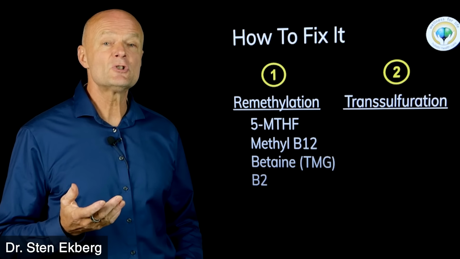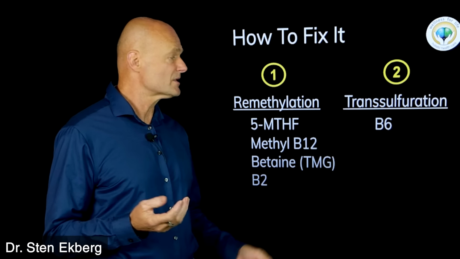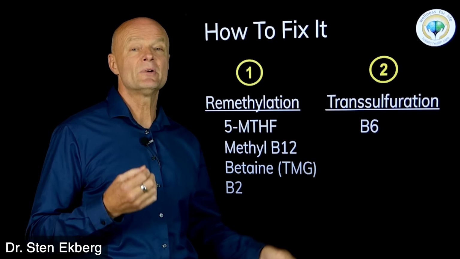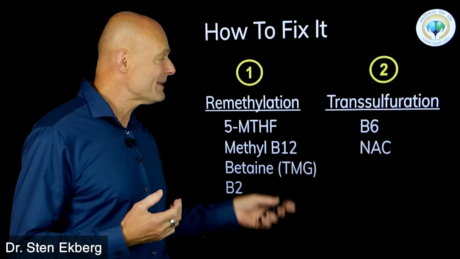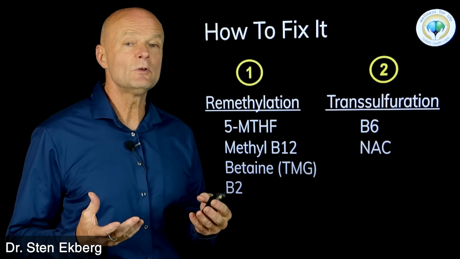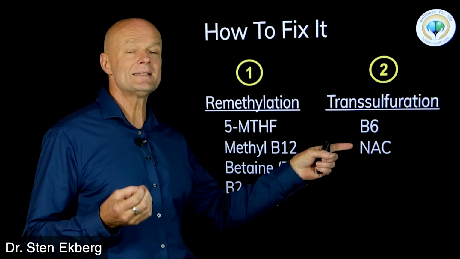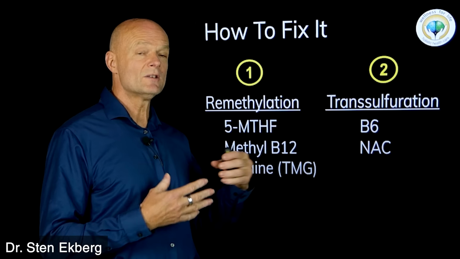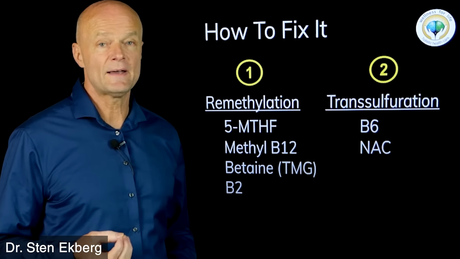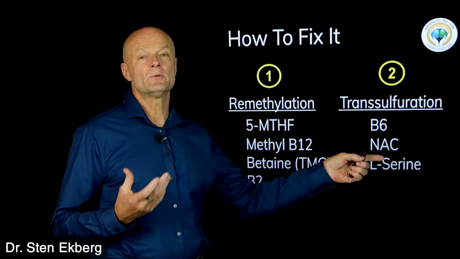And for pathway number 2, the transsulfuration, we're looking for 3 nutrients. We need B6 or pyridoxine. We need an amino acid called NAC, which is just an absorbable form of cysteine. So NAC stands for N-acetylcysteine, which we can turn into glutathione. And the third one is another amino acid called L-serine.